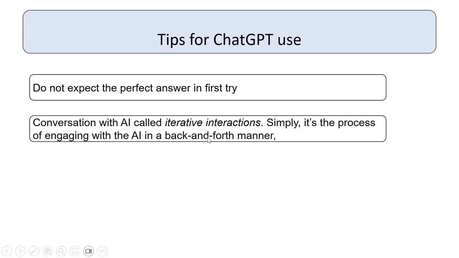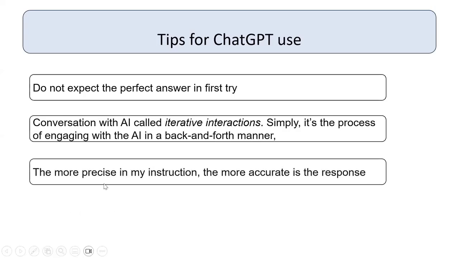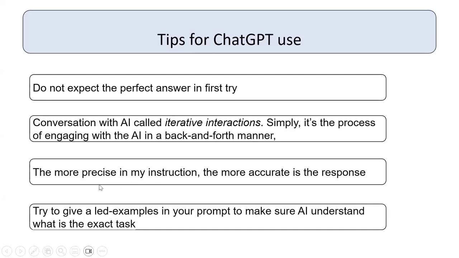You have to interact and deliver your idea or objective in a clear way. The more precise my instruction, the more accurate the response. This is very important. The fourth thing, try to give lead examples in your prompt to make sure that the AI understands the exact task you need done. These are very important tips for ChatGPT.